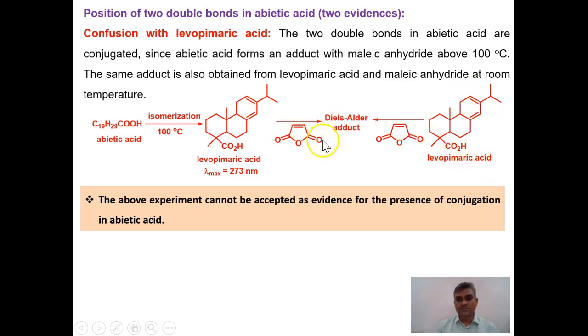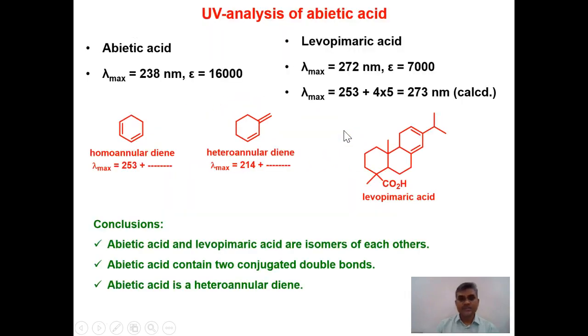Now from both structures it is very clear that the two double bonds are conjugated, that's why the Diels-Alder product is formed. But it is observed that abietic acid undergoes isomerization to levopimaric acid, and this actually participates in the reaction. That's why the Diels-Alder product is identical in both cases. So this experiment is not convincing, and it cannot be accepted as evidence for the presence of conjugation in abietic acid. The second evidence about conjugation in abietic acid comes from UV analysis.